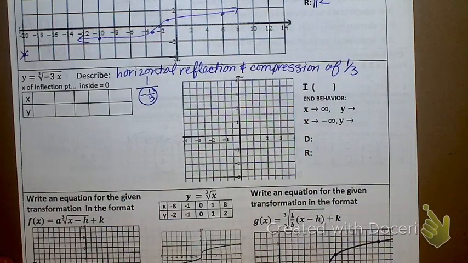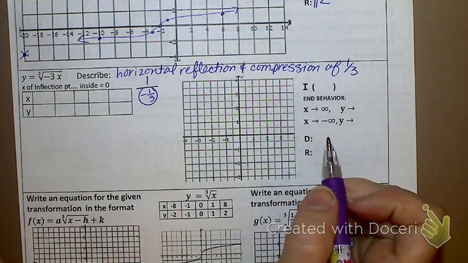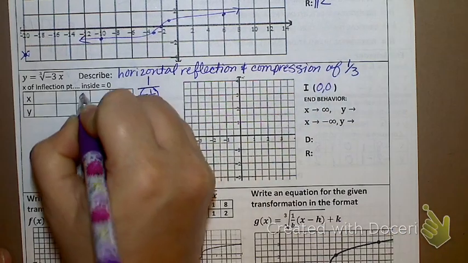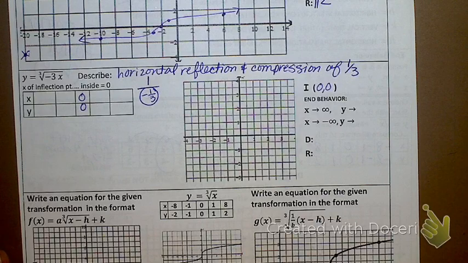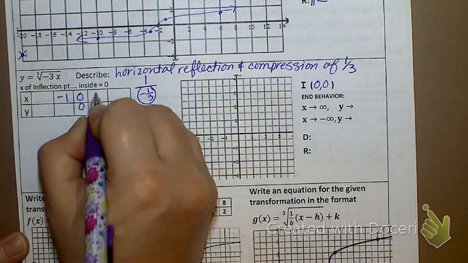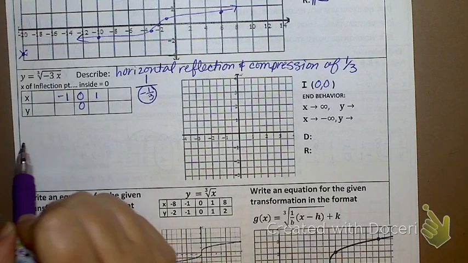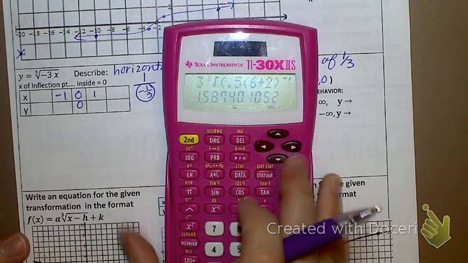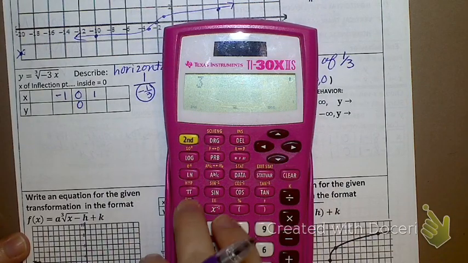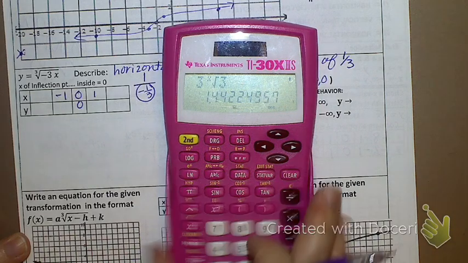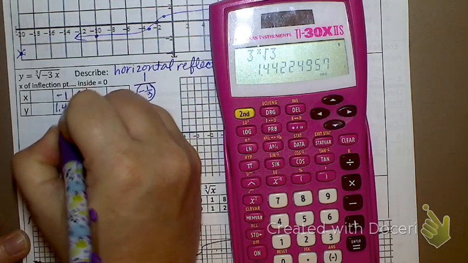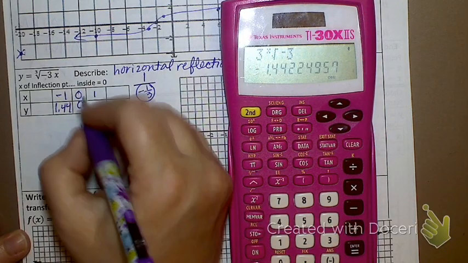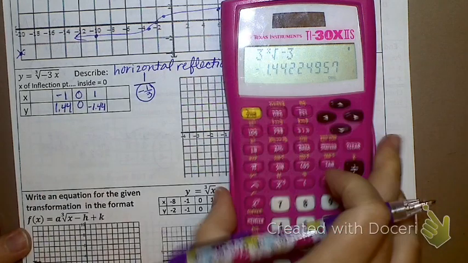So, what is my inflection point? 0, 0. Negative 1 and 1 would be my next ones. Negative 3 times negative 1 is 3. Cube root of 3. If I come back here, cube root of 3 is 1.44. Cube root of negative 3 is negative 1.44, which is what I get on that side.